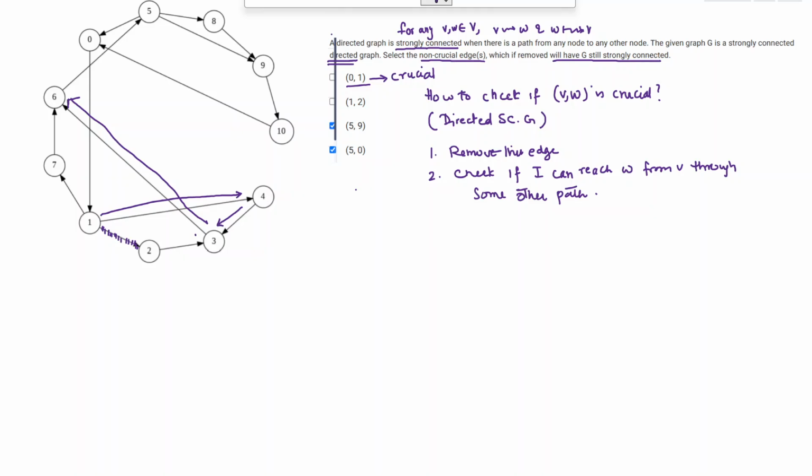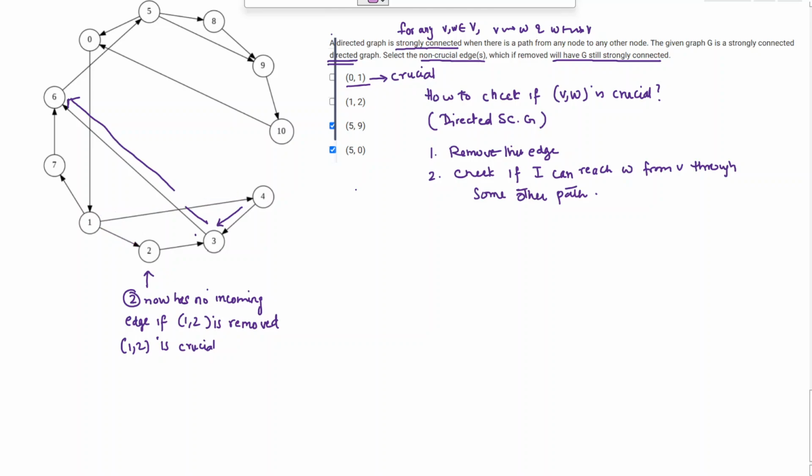So why can't you come back to 2? Another reason is 2 now has no incoming edge if 1 comma 2 is removed. What does that mean? That means 1 comma 2 is crucial, because we have a loss in connectivity. We lost the connectivity. You can never reach 2 if this edge is removed, right? So the second one is also crucial.